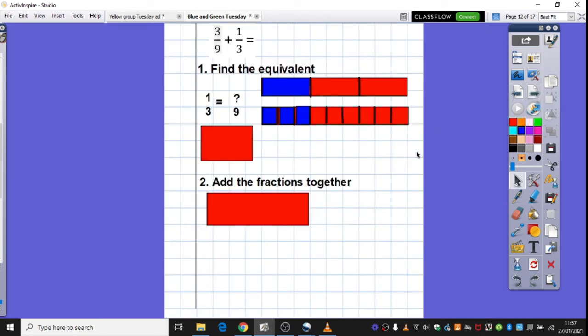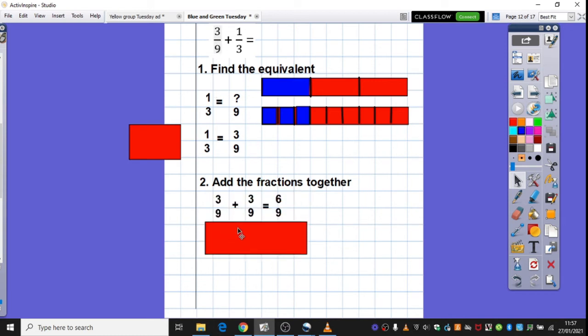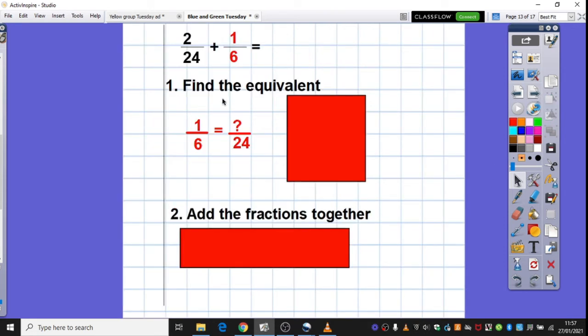So let's explore the same one from yesterday. 3/9 plus 1/3. We're going to need to find an equivalent fraction for our 1/3. We're thinking about, how do we go from 3 to 9? What do we multiply by? We multiply by 3. So we also need to multiply our numerator by 3, which gives us the answer of 3/9. Now that our denominators are the same, we can add them together. 3/9 add 3/9 is 6/9. So very clearly then, find that equivalent fraction.